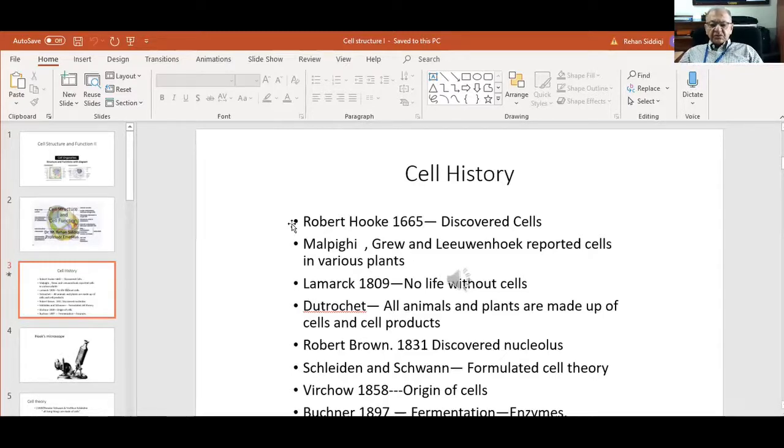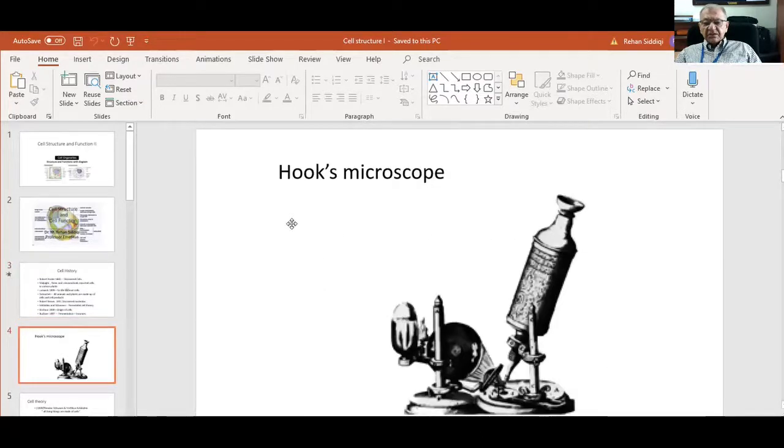Then the next name is Dutrochet, and Dutrochet said that all animals and plants are made up of cells. Robert Brown is a very important name, and he discovered nucleus and nucleolus. Then there are these two names, Schleiden and Schwann. They are the ones who formulated cell theory. In the next slide, you will learn what this cell theory says. Then there was Virchow. He added to the cell theory, and he talked about the origin of cell. Then there is Buchner, and he talked about fermentation.